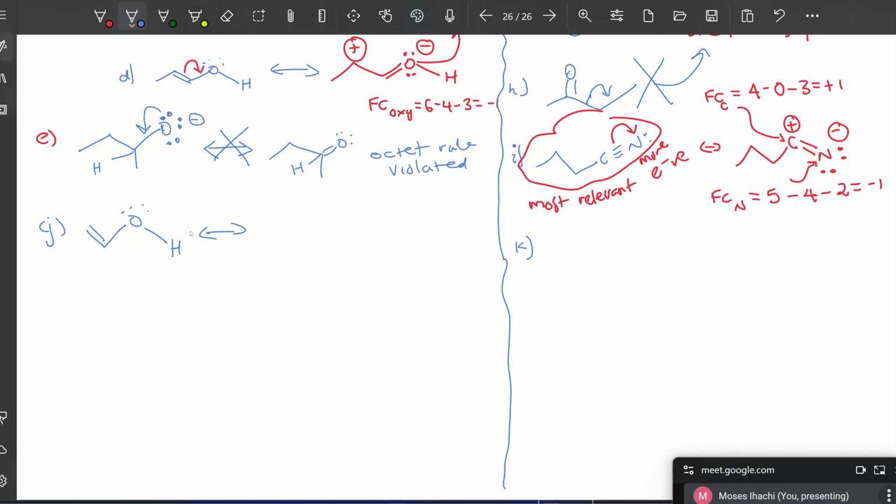It violates the octet rule because the nitrogen doesn't have a full octet, like the one close on the right side. Say that again. Oh wait, are we doing the same one? We are doing J. Where are we on? Oh, I'm on K. Let me do J here. I labeled the wrong one. Are you on J? Yeah, I did that one. Sorry, it's my mistake.